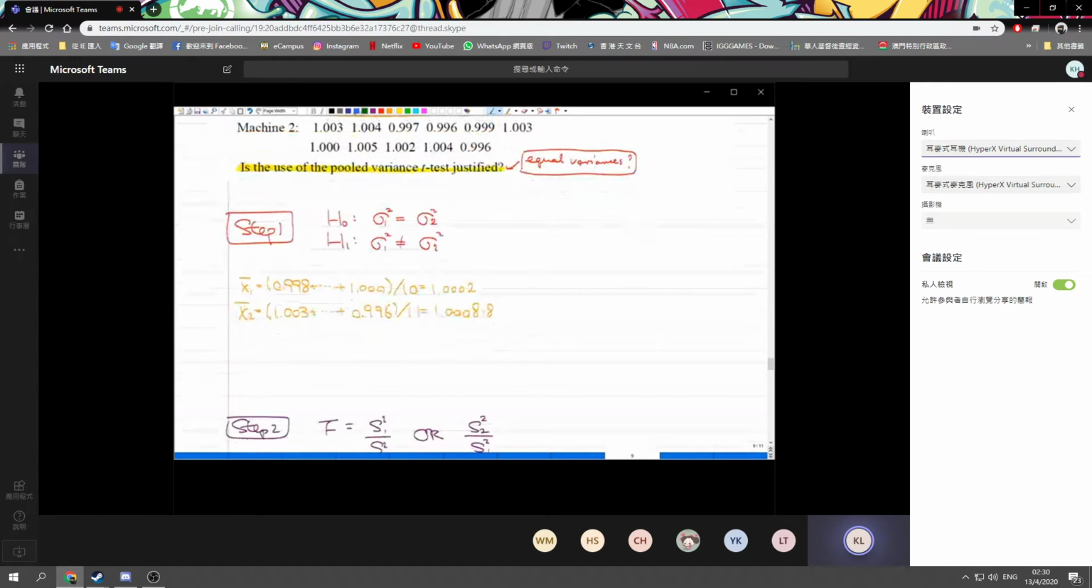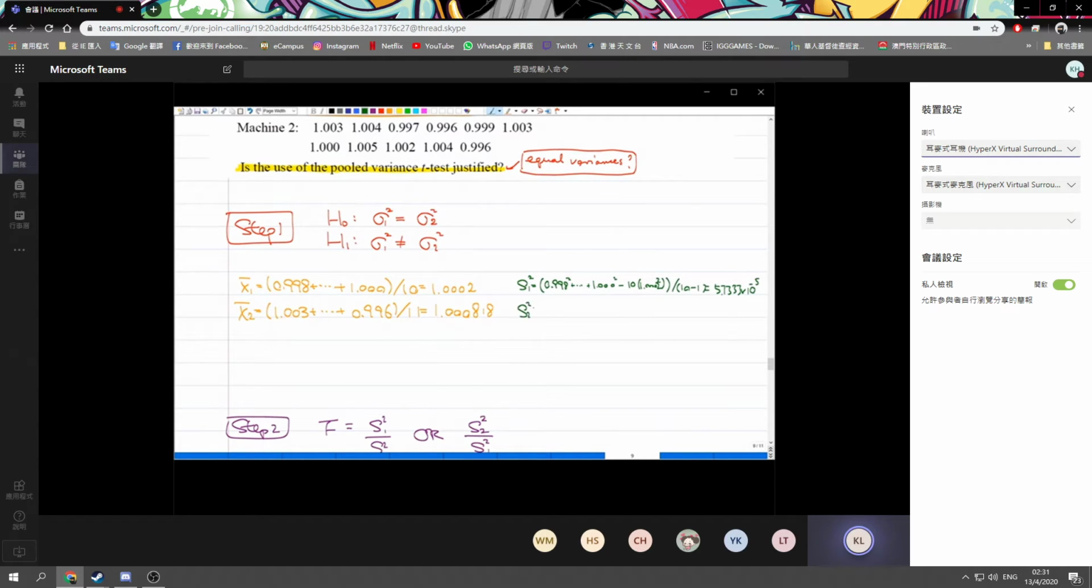Next, we can get the variance. So for the first one, we again add up the squares of the numbers, subtracted by 10 times the square of the average, and then divide this by 10 minus 1, and we have 5.7333 times 10 to the power of minus 3. Sorry, 10 to the power of minus 5. Okay, it's a very small number.